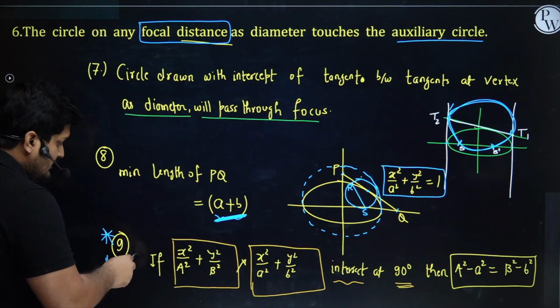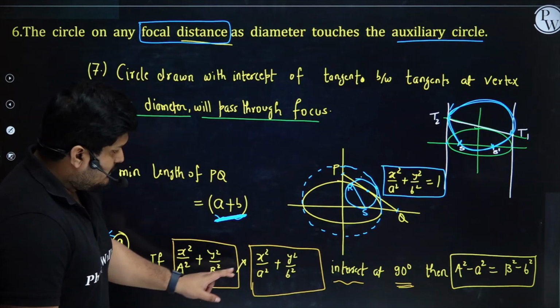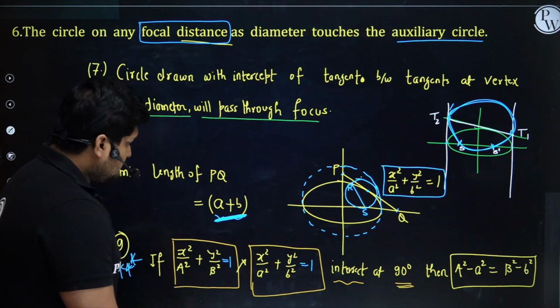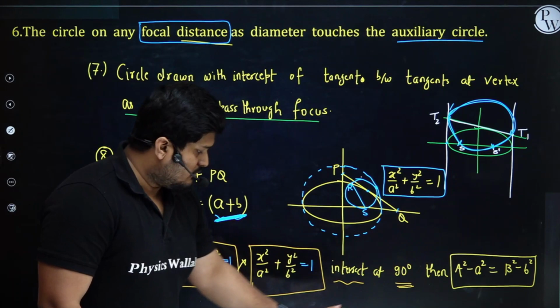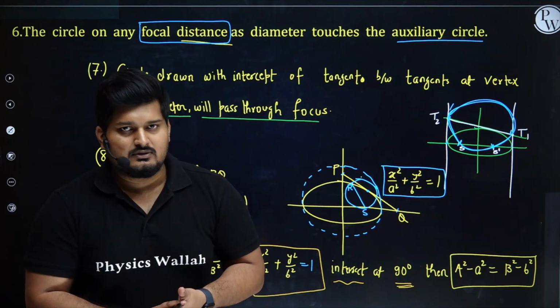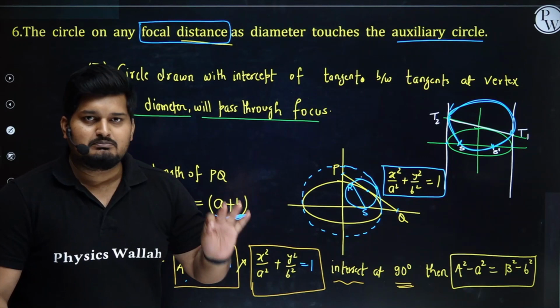If these two curves intersect at 90 degrees, that is, if these two given ellipses are orthogonal, okay, so this one equal to one is missing. If these two curves are intersecting at 90 degrees, then A square minus A dash square will be equal to B square minus B dash square. How exactly do you prove it? You will see in application of derivatives. So all these properties, including the previous ones, are very, very important.